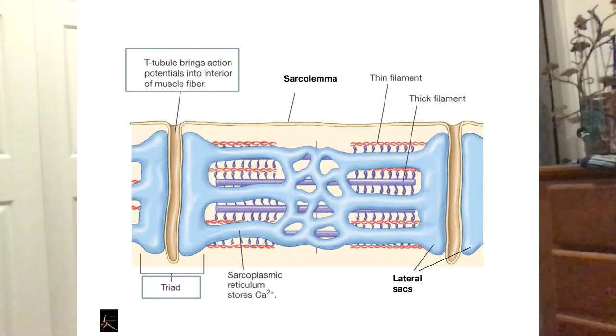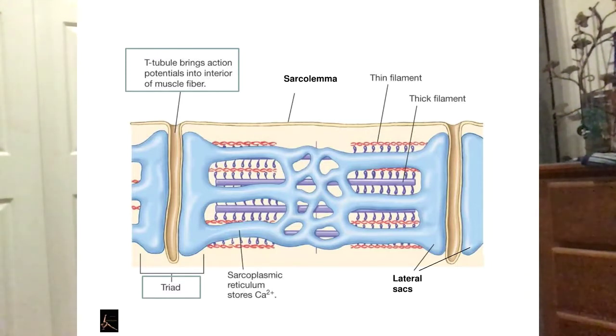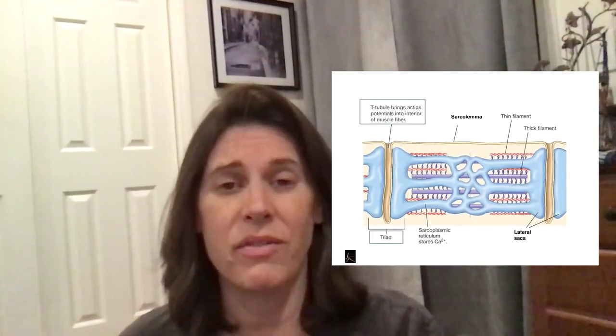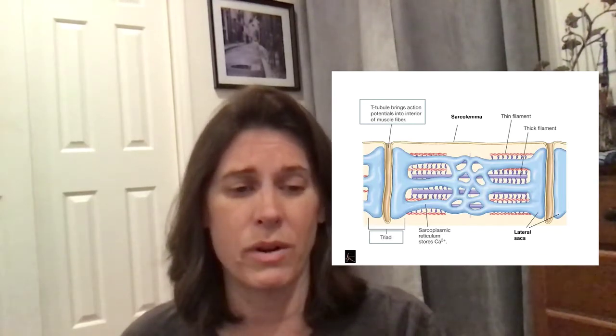And you might have learned in anatomy that a lateral sac with the T-tubule in the middle and the other lateral sac together, those three structures are just referred to as a triad. So again, in physiology, it's very important to understand these terms and this structure, so that we can later understand the function that we're going to start to go over.